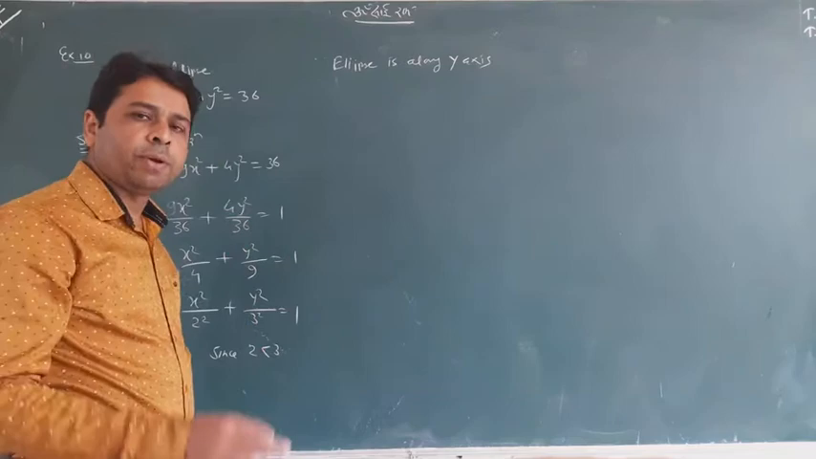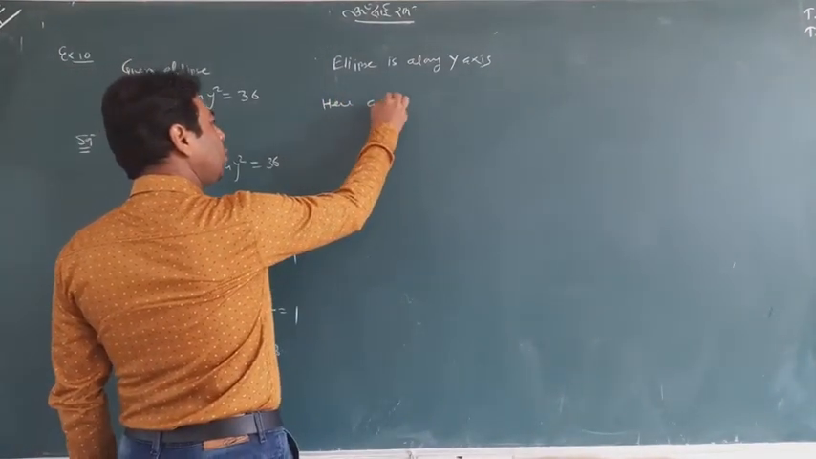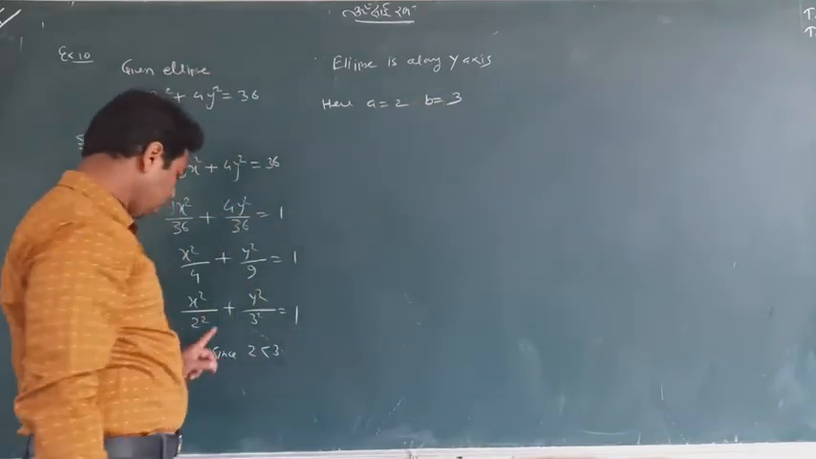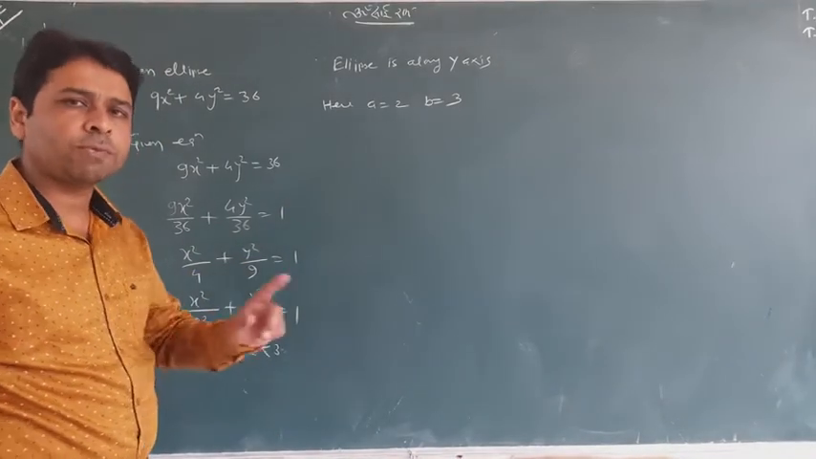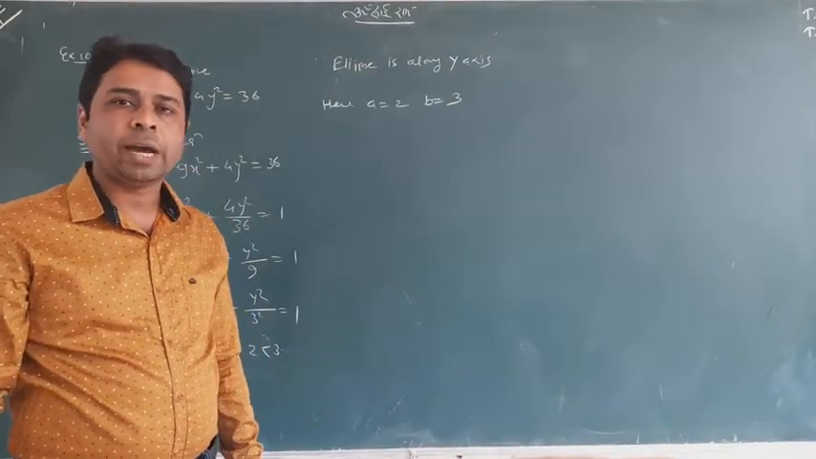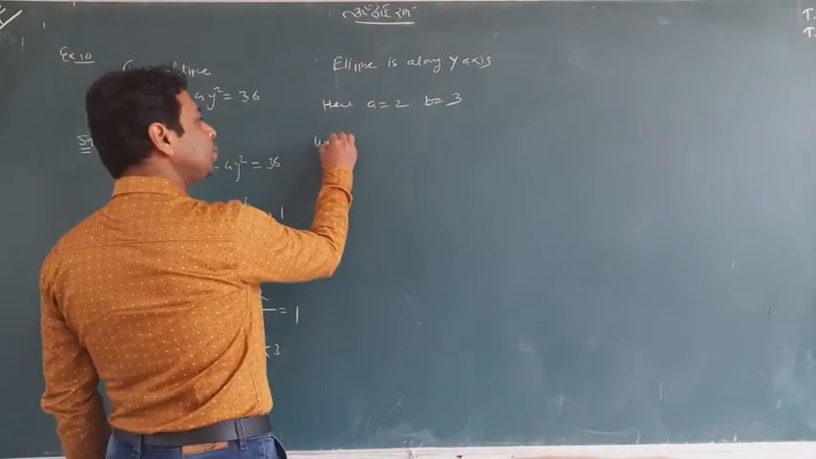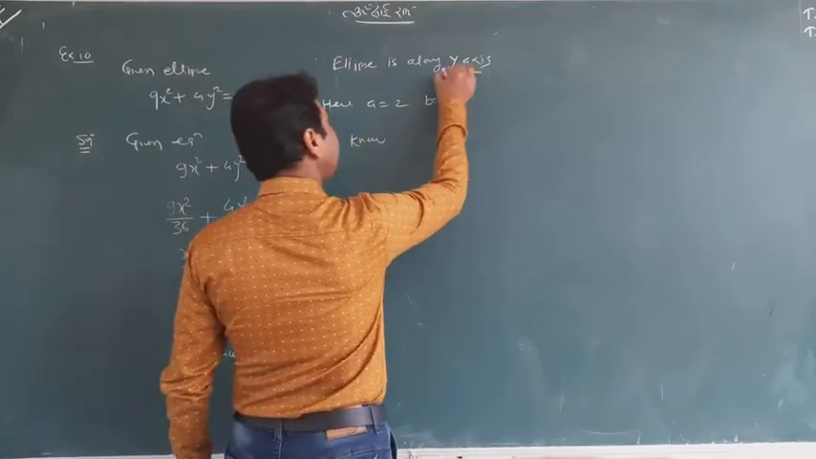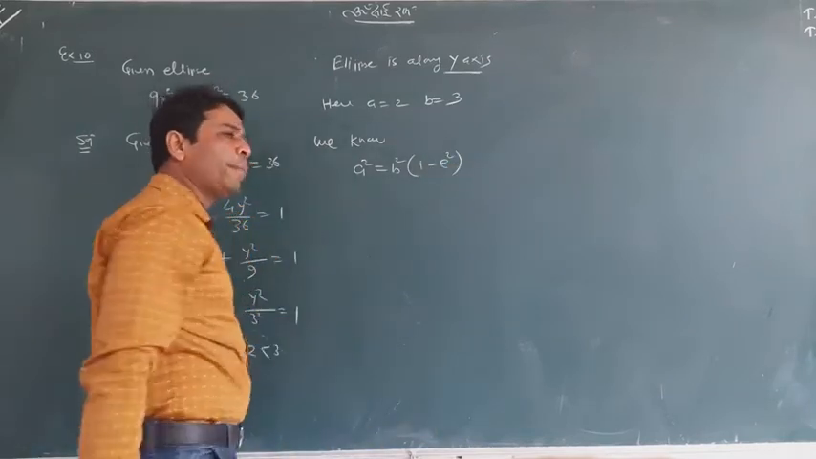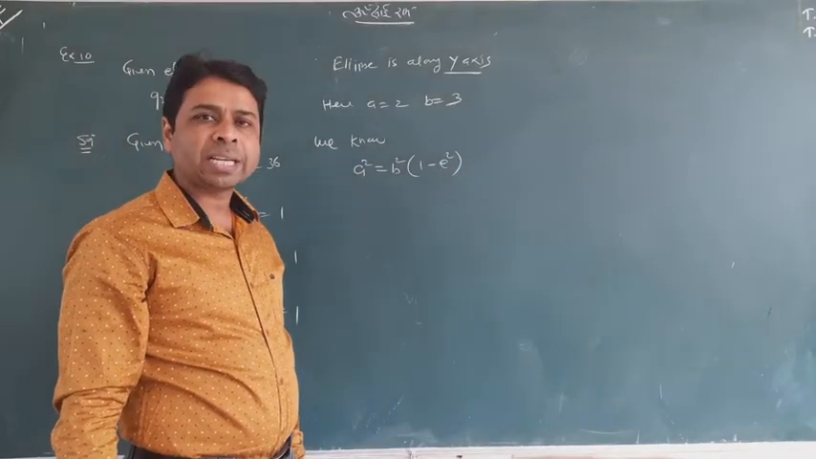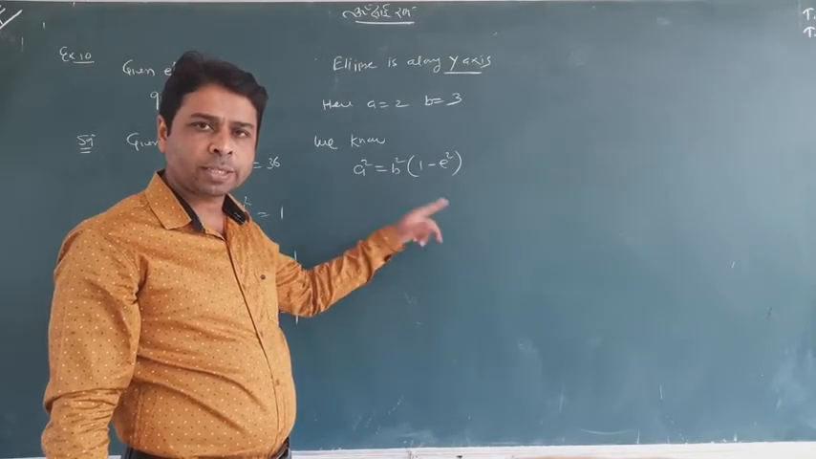Then the very first thing: you have got a equal to 2 and b equal to 3. It is very simple. Now first of all you will find e. We know x square upon a square plus y square upon b square equal to 1, and along the y-axis a square is defined as b square into 1 minus e square. You should remember along the x-axis b square is defined like a square into 1 minus e square, and along the y-axis it is this.